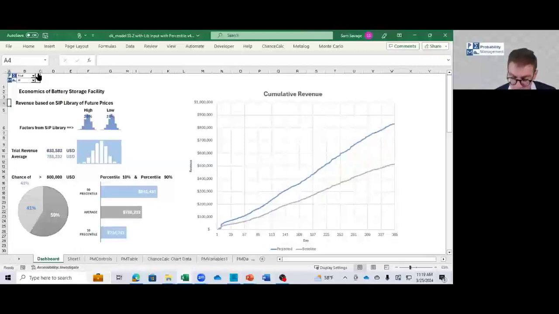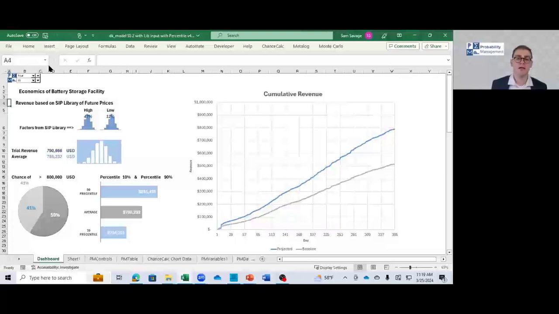And in row 10, you can see the trial revenue that changes according to the blue line. The average does not change, because the average captures the average of all the thousands of trials that our library loaded and generated. Moreover, we can even see the chances of generating a particular revenue. Here we can see the chance of generating over $800,000 is 41%. But what if we wanted to see the chances of generating over $840,000? It is only 15%.